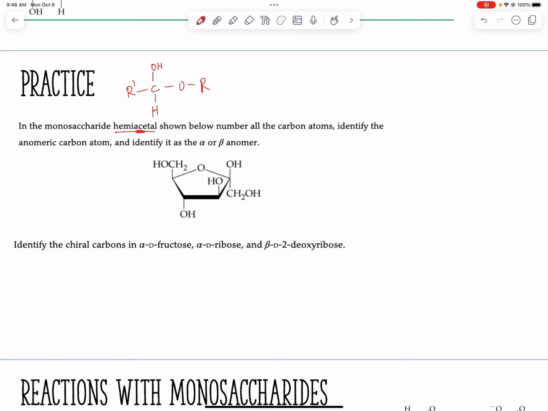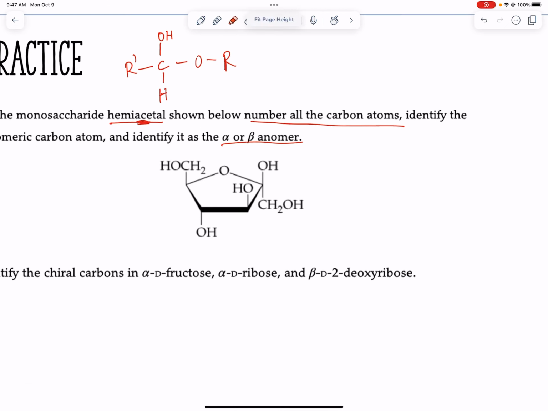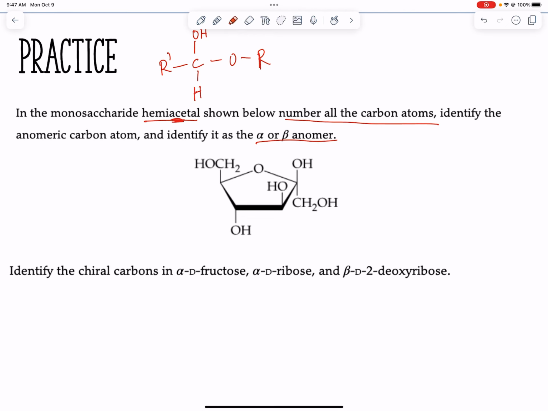That's what we're looking at below. It says number all the carbon atoms and identify the anomeric carbon atom. Also identify it as either the alpha or beta anomer. So this part we covered in our last lecture. I would go up and find the slide on that if you've already forgotten what alpha and beta indicate and what they mean. So let's identify the carbon that is the hemiacetal. Or actually first, we're going to number these carbons.